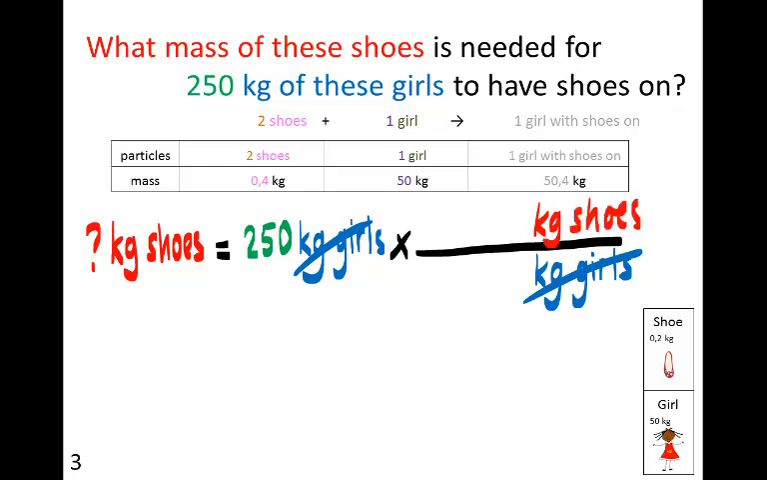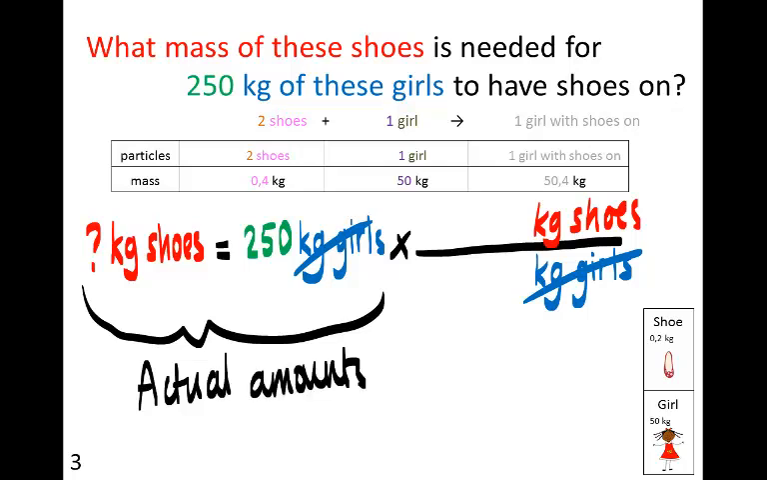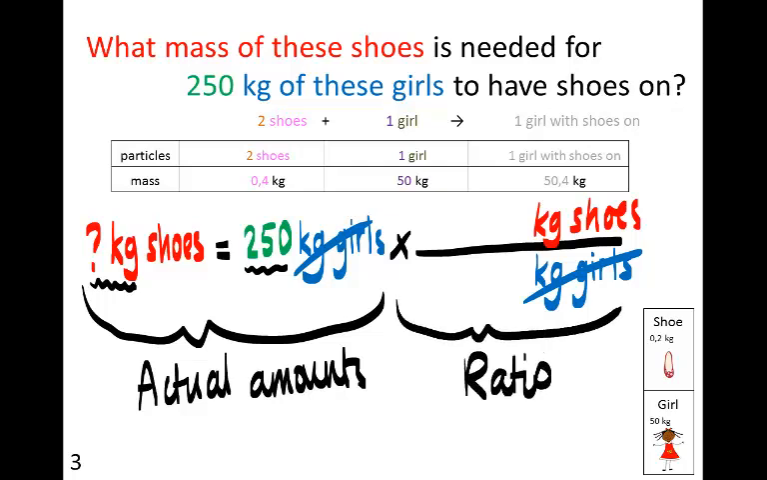So now I need a mass ratio. You see, here we have actual amounts for this particular question. We're given a particular amount for this situation, not the general ratio situation. In this particular situation, we have 250 kilograms of girls, and we're asked for this particular situation how many kilograms, the actual amount of kilograms of shoes. And as our conversion factor, we use the ratio, and in this case it needs to be a mass ratio, which is the basic proportion in which they always get dressed, react.